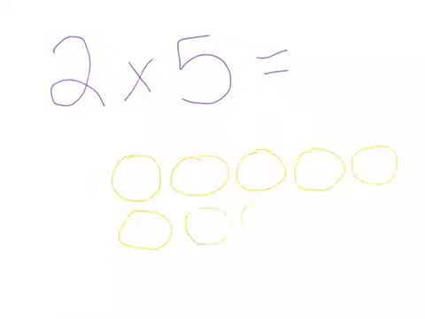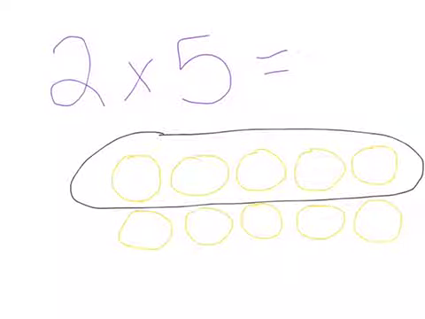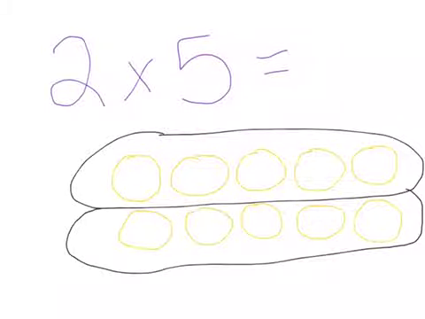So when we make our groups, we stack them on top of each other like Lego blocks. So we take one group of 5, and our next group of 5 is stacked right underneath. So they're going to be right on top of each other. So notice that our 2 is represented here. We have 2 stacks or 2 groups, and our 5 is represented by 5 in each group.